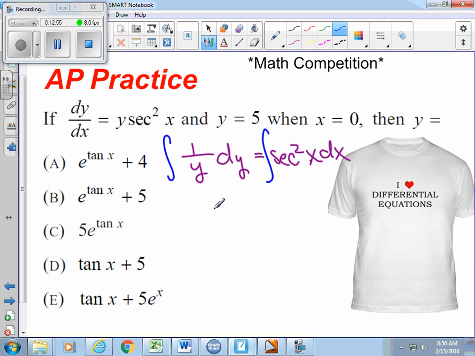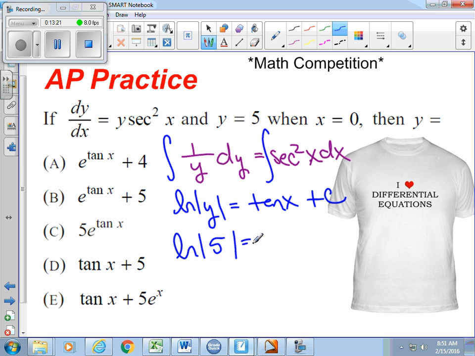You see why I made you do that master exam? You have to know everything from here on out that we do. You have to know those integral rules. What is the antiderivative of secant squared? And then find c. When x is 0, y is 5. What is tangent of 0? So c is natural log 5.